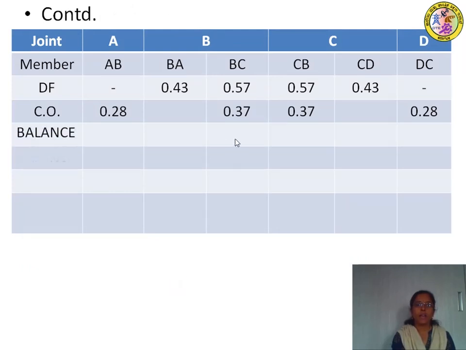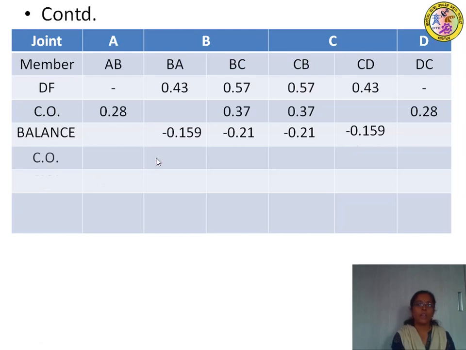So next balance joint B and C, which are imbalanced by 0.37. Therefore balancing moments will be minus 0.37. So minus 0.37 into distribution factors, minus 0.37 into 0.43, minus 0.159, minus 0.37 into 0.57, minus 0.21. For CB same minus 0.21, and for CD minus 0.159.